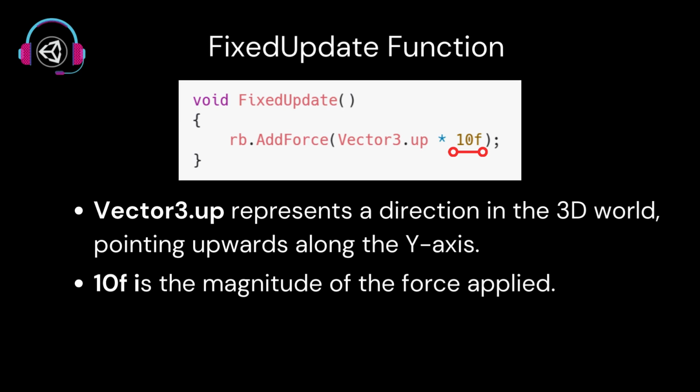FixedUpdate runs at consistent, fixed intervals, which is perfect for physics calculations like applying forces. This ensures that the force is applied smoothly, regardless of the frame rate. If we used Update instead, the force could be applied inconsistently, depending on how fast the game is running, which could lead to jittery or unpredictable physics behavior. By using FixedUpdate, we ensure that our physics calculations are consistent and smooth. If you were to apply forces in Update, you might experience jitter or instability due to frame rate fluctuations.